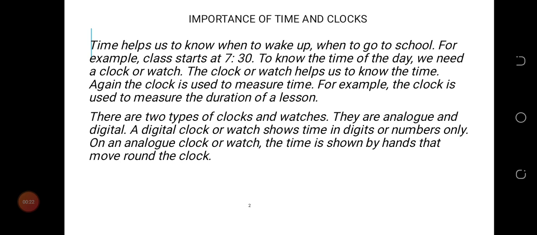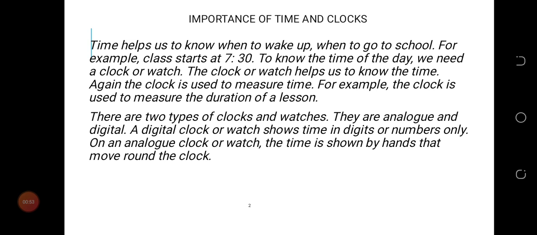Importance of time and clocks. Time helps us to know when to wake up, when to go to school. For example, class starts at 7:30. To know the time of the day, we need a clock or watch. The clock or watch helps us to know the time. Again, the clock is used to measure time. For example, the clock is used to measure the duration of a lesson.